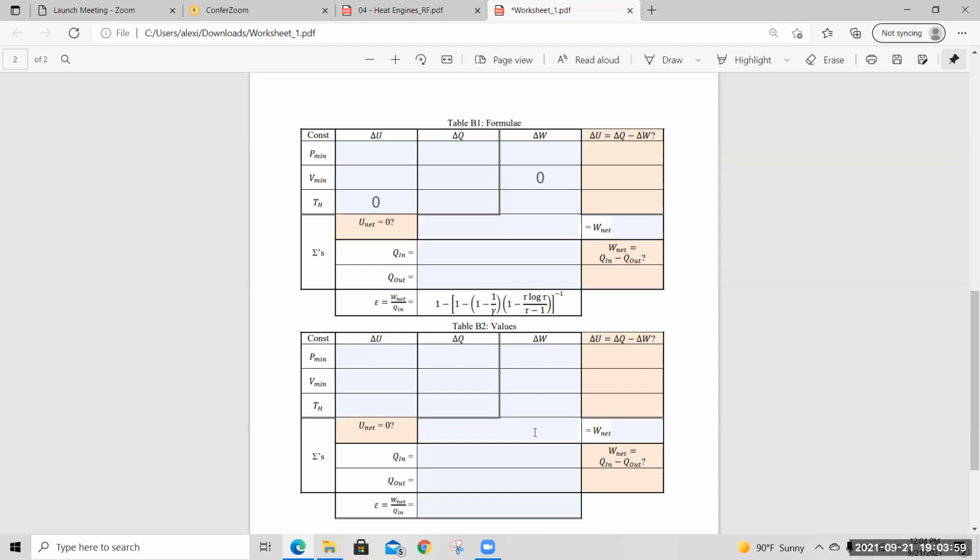And that you have one worksheet. I know it's long and tedious, but there is another one. Believe it or not, this is preparation for your exam.